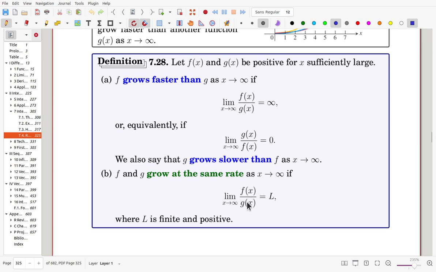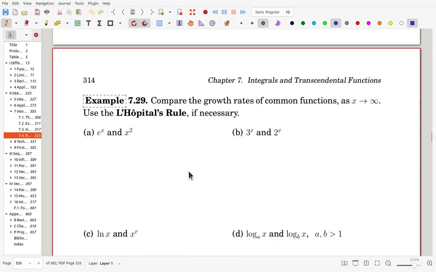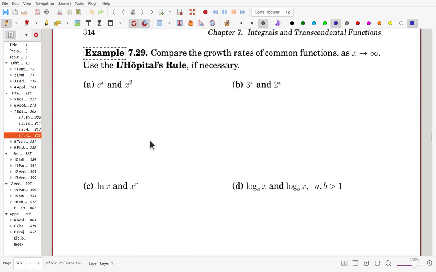If the ratio approaches L, which is finite and positive, not 0 and not infinity, then we say f and g grow at the same rate as x approaches infinity. Okay, with this definition, let's try to solve the problems. Compare the growth rates of common functions as x approaches infinity. Now, we'll use the definition.